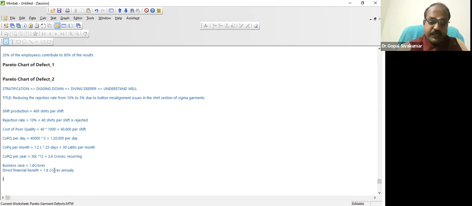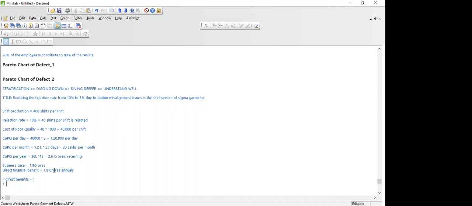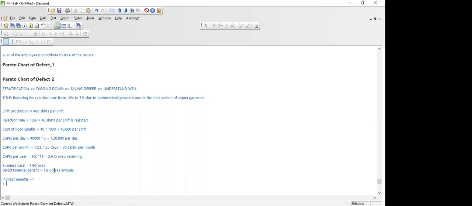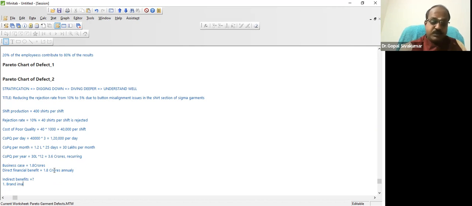Now tell me, will there be any indirect benefits? Come on, all of you are expected to be participative here. If you don't produce defective shirts, will there be any indirect benefit? Yes, market share will be increased. Point number one, market value will increase. Okay, your brand image will go up, right? The brand image will go up.